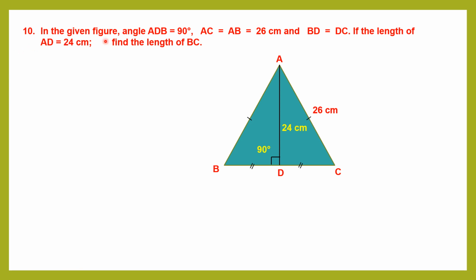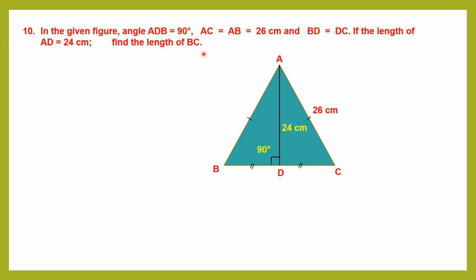Question 10. In the given figure, angle ADB is 90 degrees. Where is that? ADB is 90 degrees. AC is equal to AB. That is AC is equal to AB, and we can see with the help of this one stroke here, we can make out that these two sides are equal. And this is equal to 26 centimeters. That means this side is also equal to 26 centimeters. And they also told us BD is equal to DC. Where is that? BD is equal to DC. So we have two strokes to show that these two line segments are the same measurements.